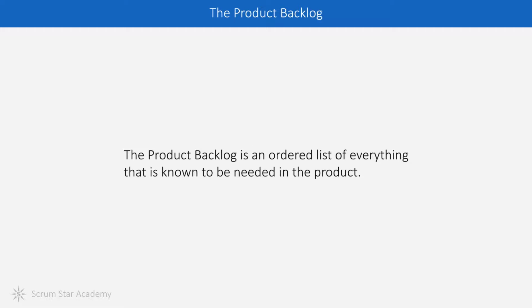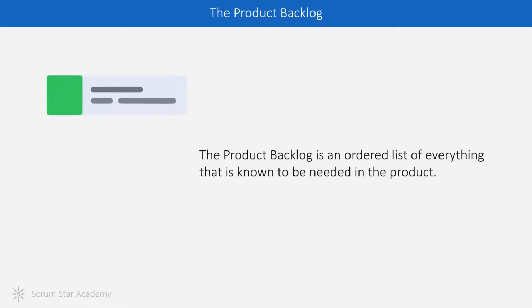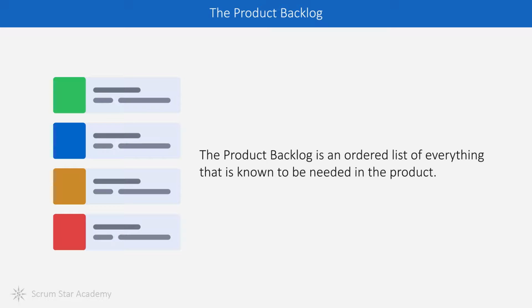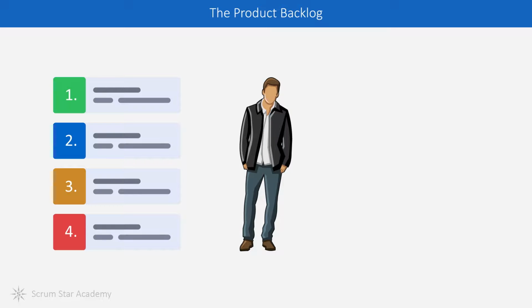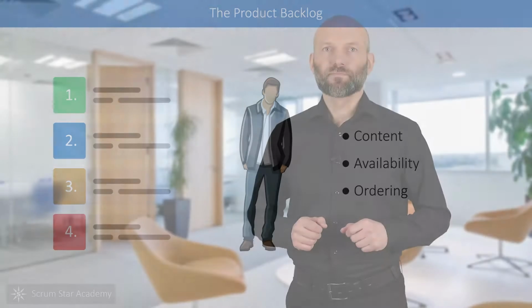The product backlog is an ordered list of everything that is known to be needed in the product. Again, it's a to-do list, but notice that it's not just a list, it's an ordered list. The Scrum Guide also says that the product owner is responsible for the product backlog, including its content, availability, and ordering. Keeping the product backlog in top condition is one of the most important tasks of the product owner.